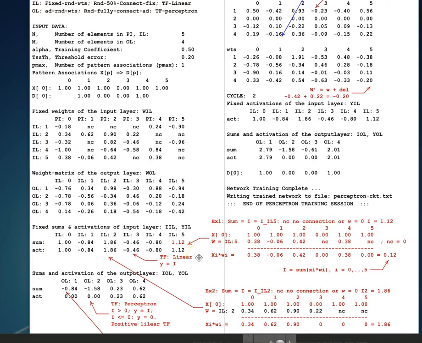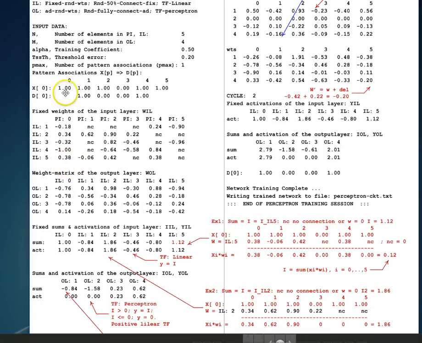To compute these values, let's see actually how you got the I in for the input layer element, which is 1.12, and let us see how this is computed. To compute the value of the fifth element I in, we need to apply the primary input vector X to this element, and when you apply this input, the corresponding weight matrix is going to be here.